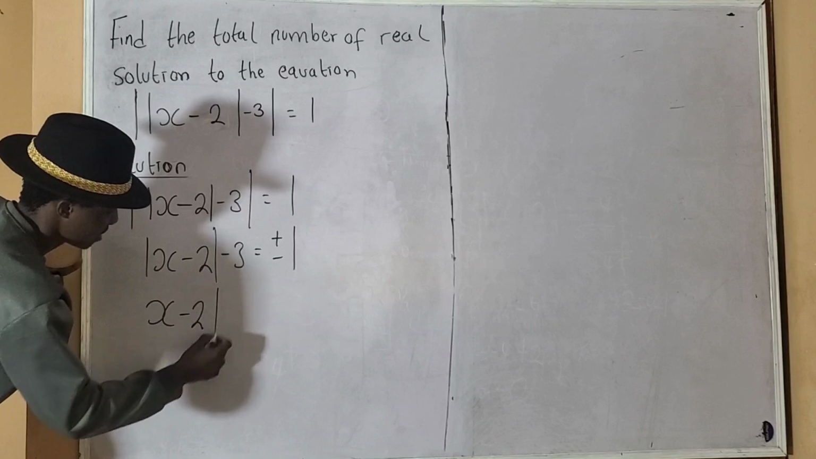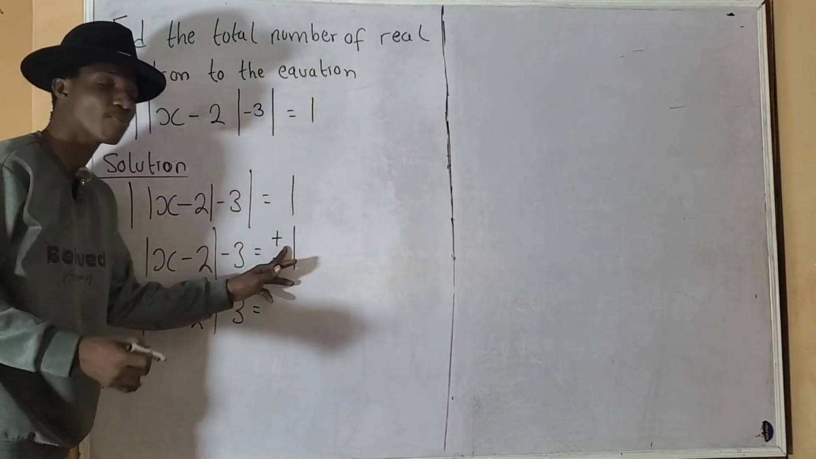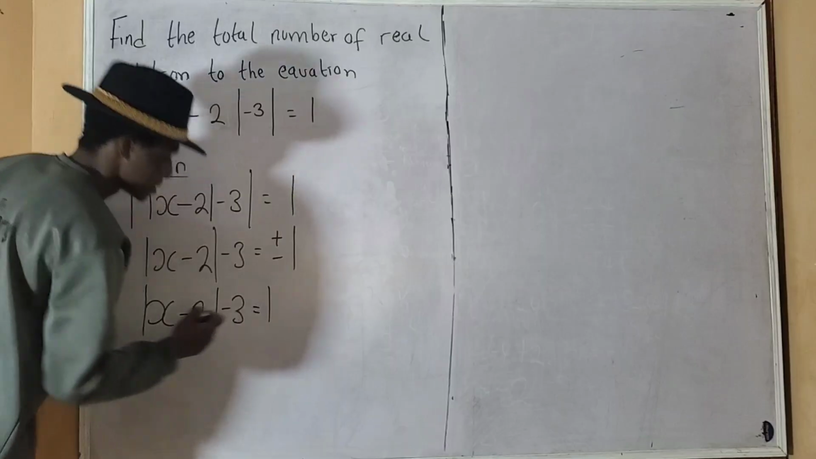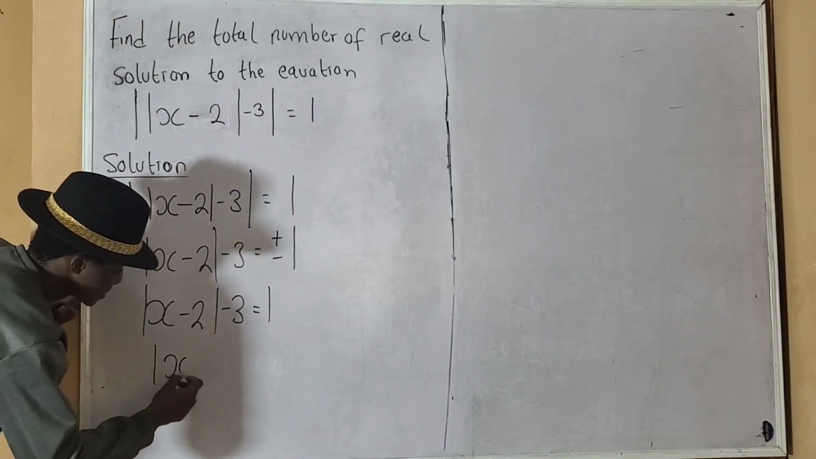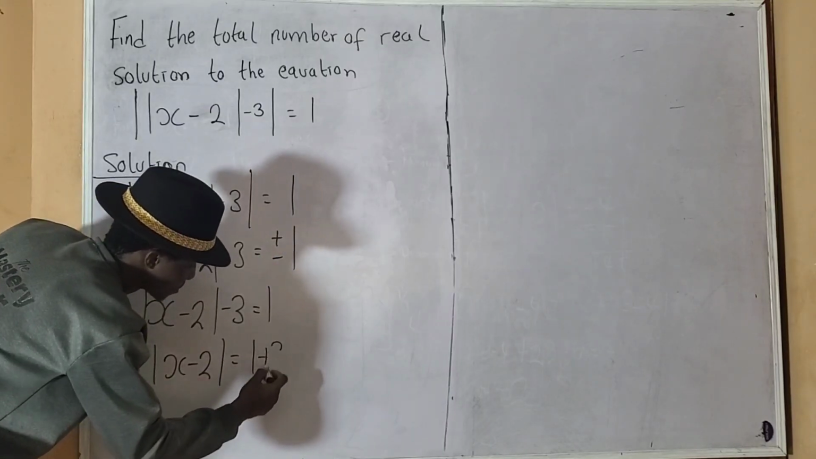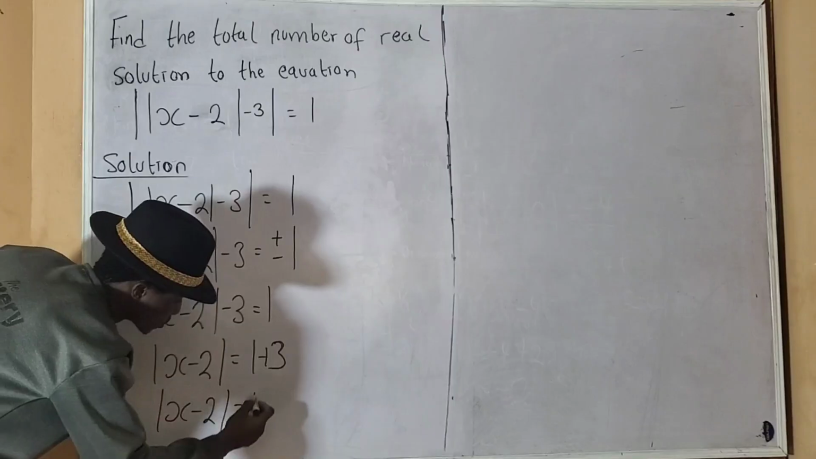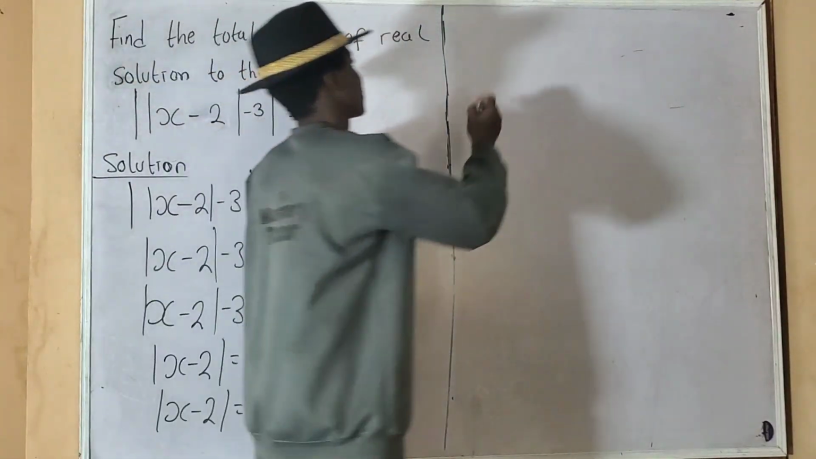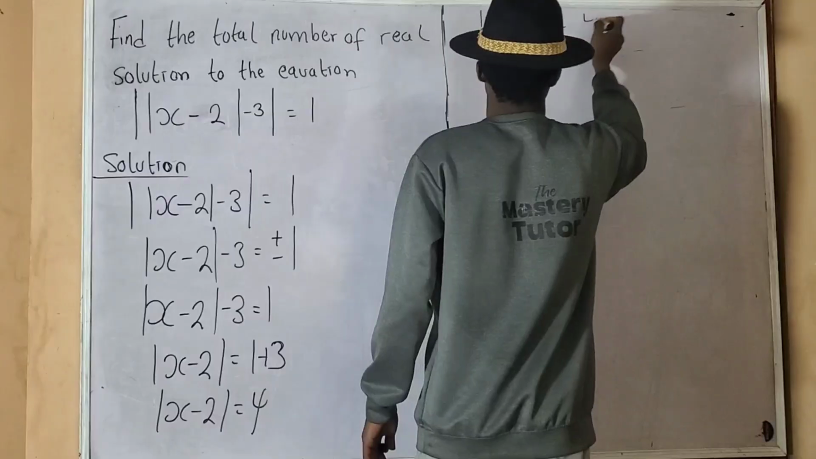The absolute value of x minus 2, minus 3, is equal to, now let's first choose positive 1. So I'm going to have 1 in this place, right? So for this, we're going to have the absolute value of x minus 2 is equal to 1 plus 3. So it is equal to 4. Okay, let me write it here. The absolute value of x minus 2 is equal to 4.